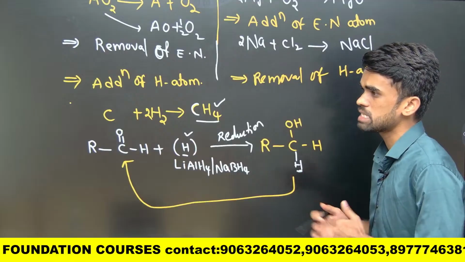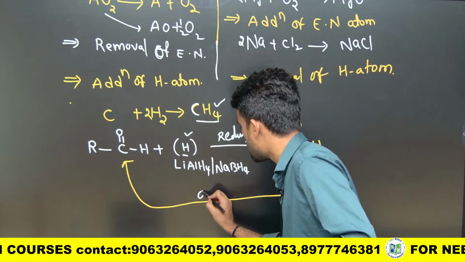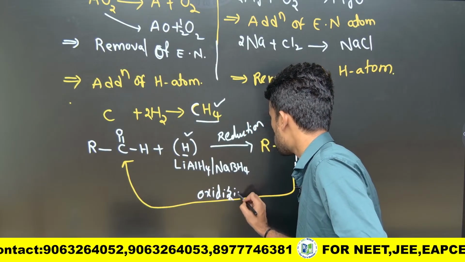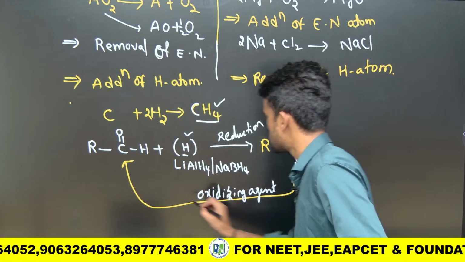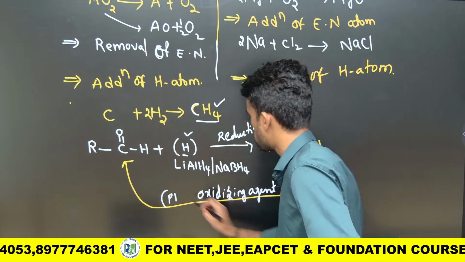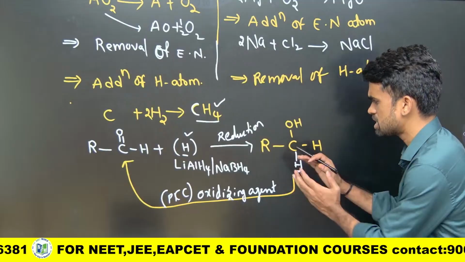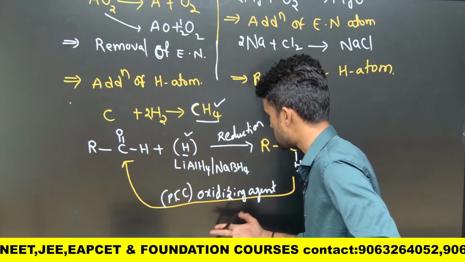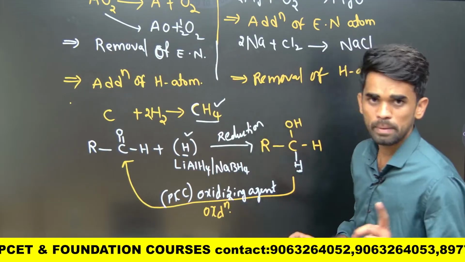So in this case what are we using here? We will be using something called an oxidizing agent, and the process is called oxidation. These oxidizing agents are something like PCC, pyridinium chlorochromate. You will study this in organic reactions. For now, just write this as an example. So what is this process? Oxidation, you can write oxidation. Hope it is clear.